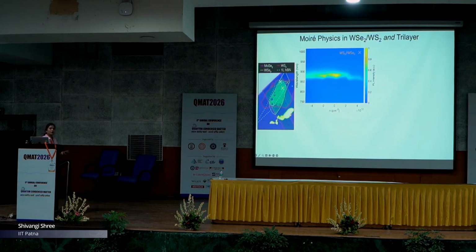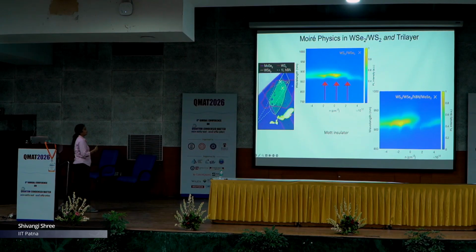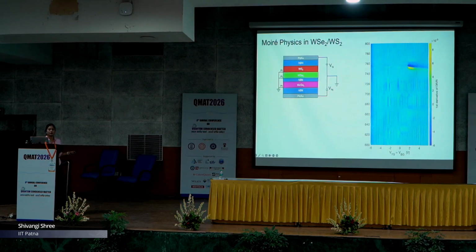And then to show the sample quality, we also see a somewhat insulating state on this bilayer part of WS2 WSe2, and also on the tri-layer part we see it. So this shows that after putting this kind of further stacking, we didn't kill the Moire of WS2 WSe2. And this is from the reflection measurement, where we also see these kinds of Mott insulating states.